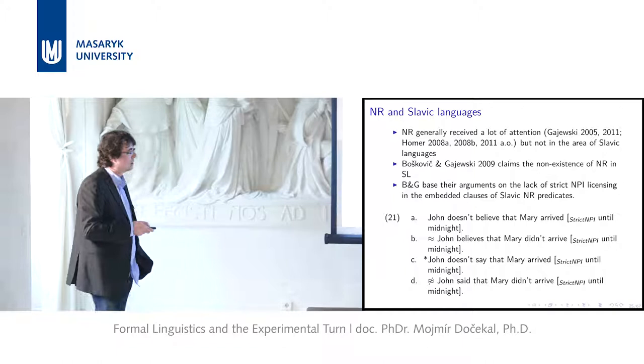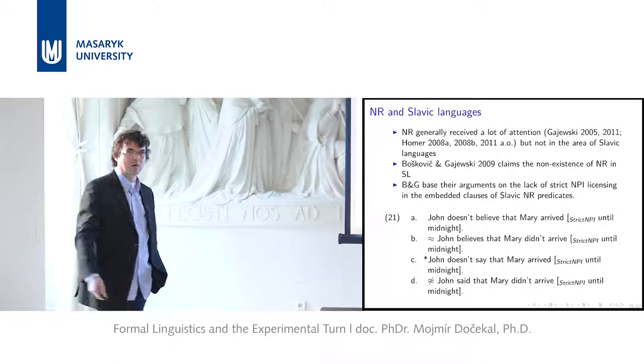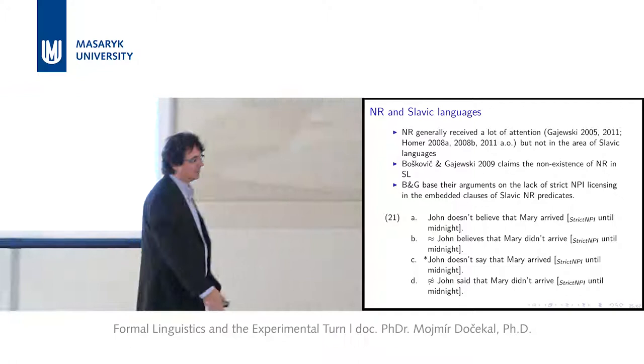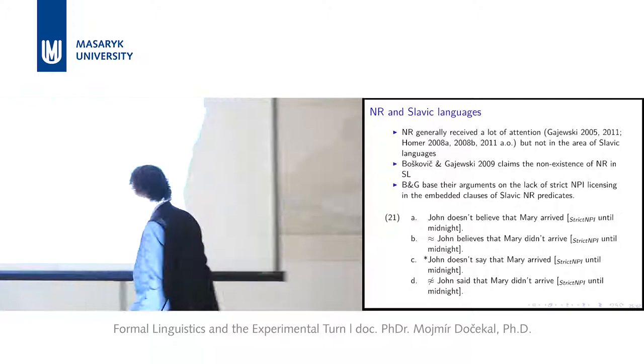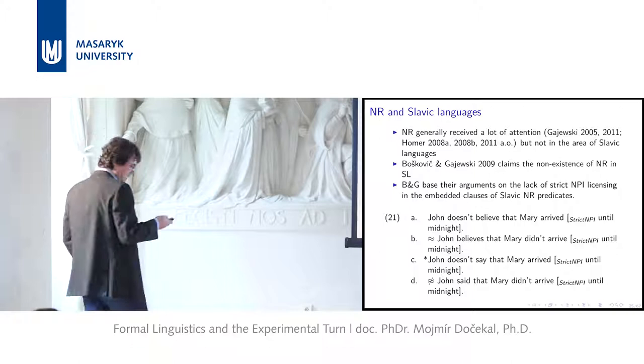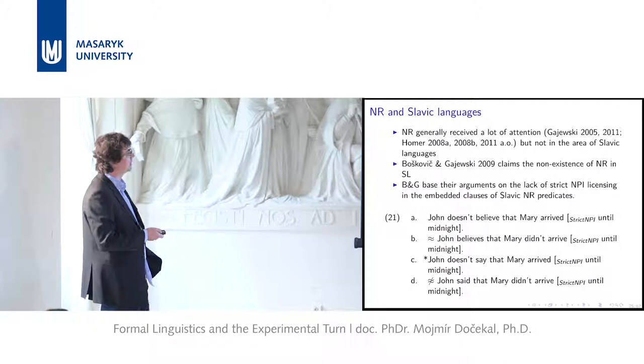So people use this strict NPI as a sort of run-of-the-mill test for the existence of neg-raising, for the real presence of negation somewhere down. Because if there is a strict NPI here, and the negation really appears here in the structure, then all should be okay. But if you take a non-neg-raising verb, then the sentence becomes ungrammatical like here. So that's something like a general test used by Gajewski, Homer, everybody in the field.